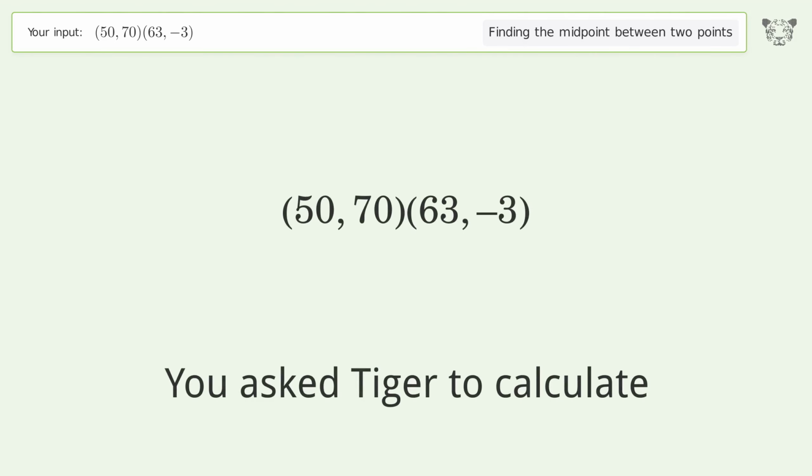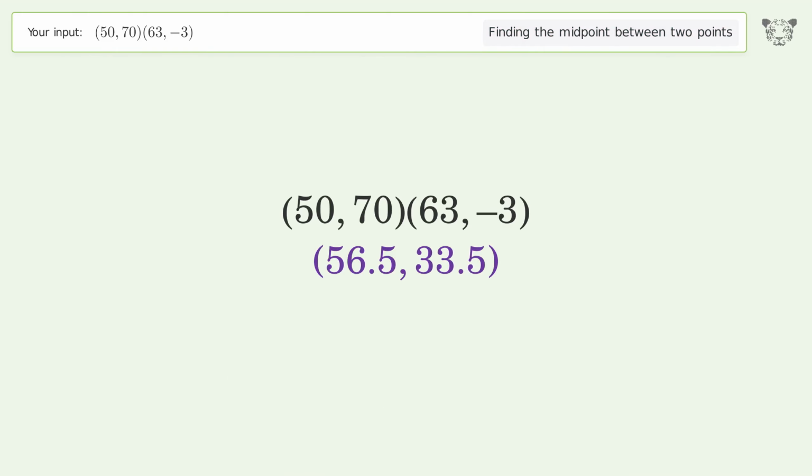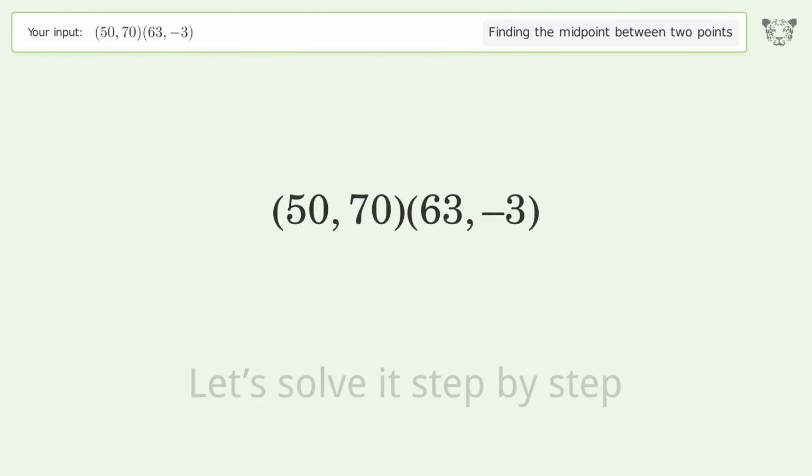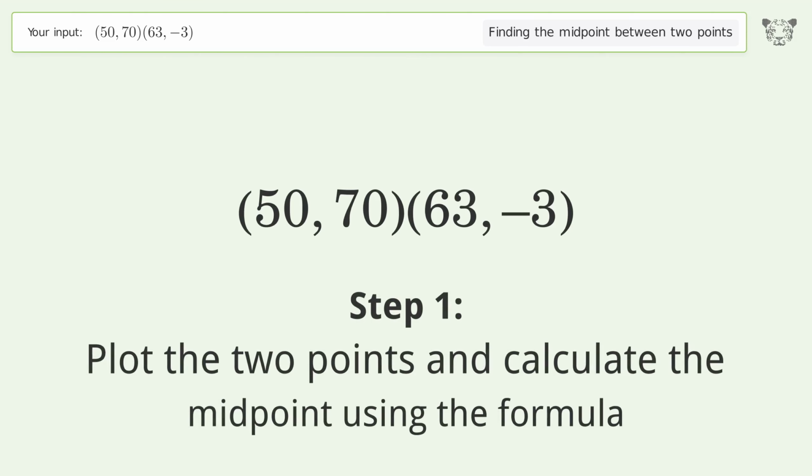You ask Tiger to calculate. This deals with finding the midpoint between 2 points. The midpoint between the 2 points is 56.5, 33.5. Let's solve it step by step. Plot the 2 points and calculate the midpoint using the formula.